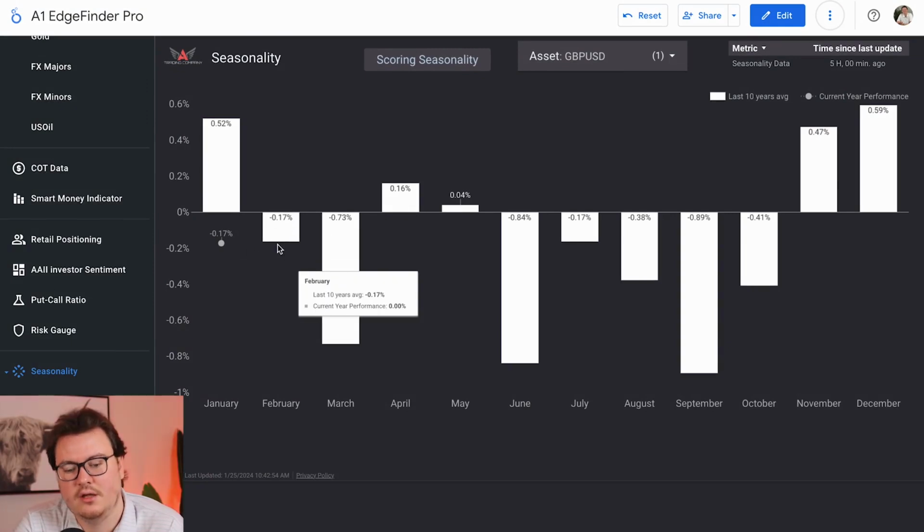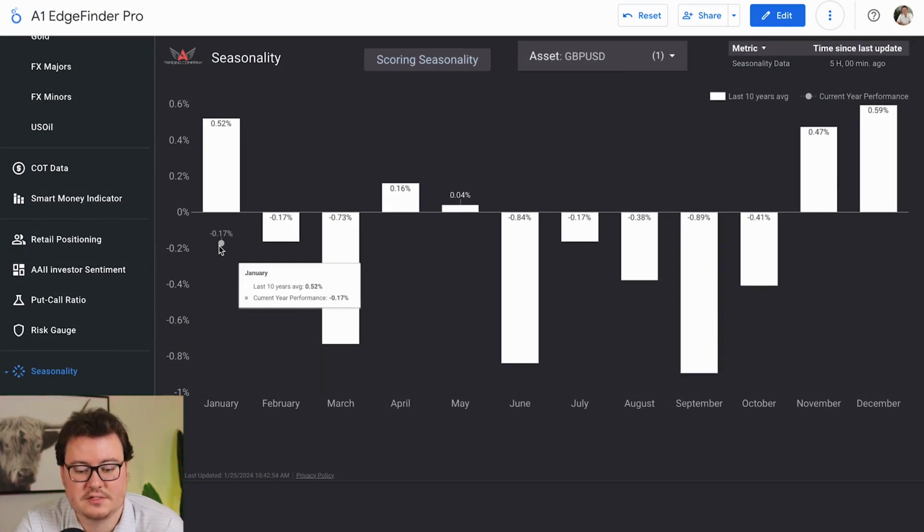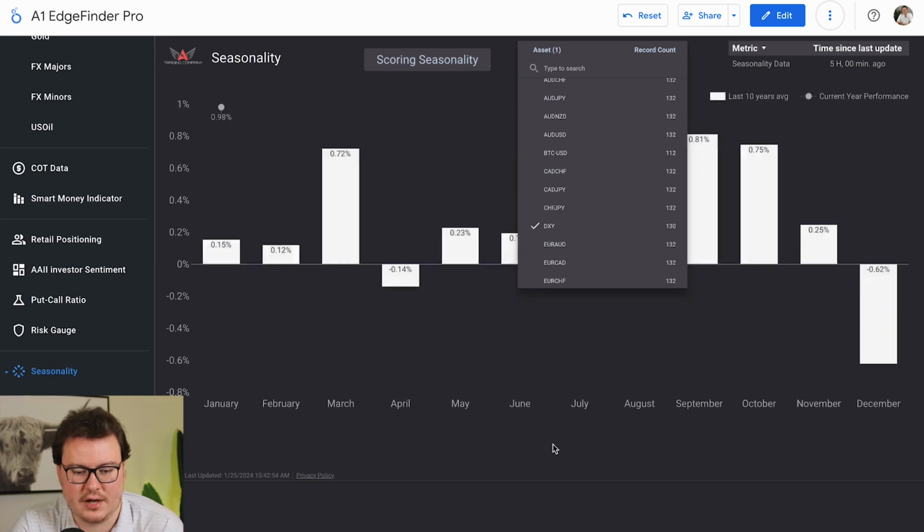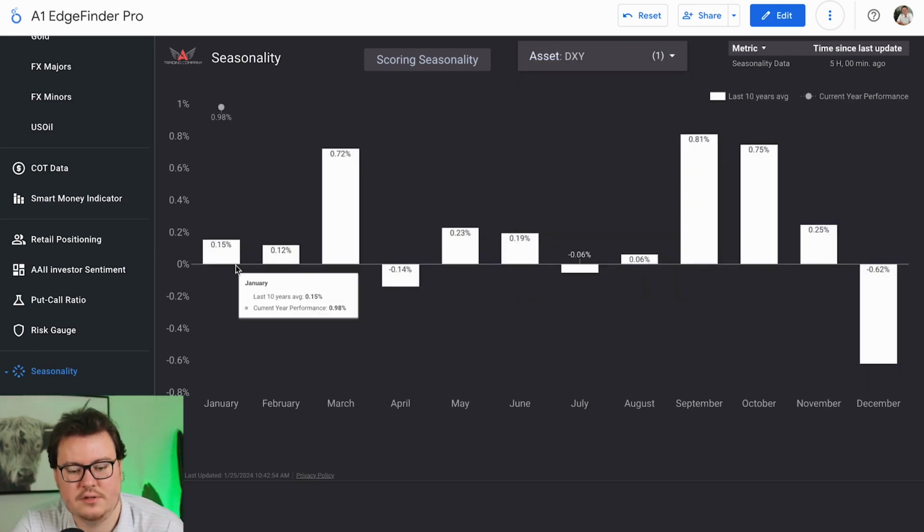However, in February, not so much. And in this current year, not so much. We'll actually look at the chart here in just a second, and we can look at this year and last year and a few different things here. But yeah, we can do that again for any asset that we track here. So here's just the dollar in general. The dollar in general in January typically 0.15%, but this year it's actually up about 1%.